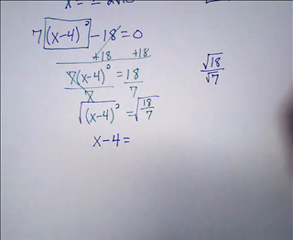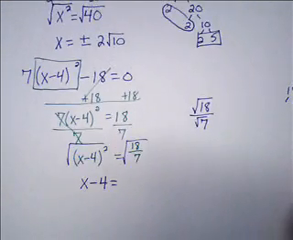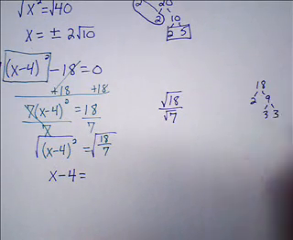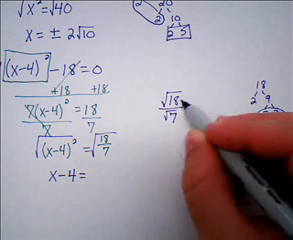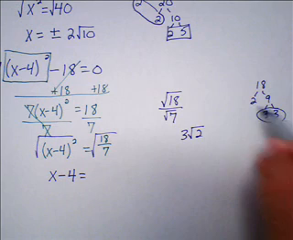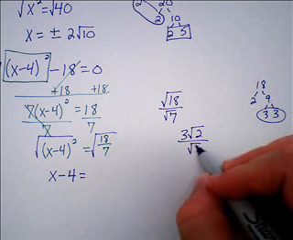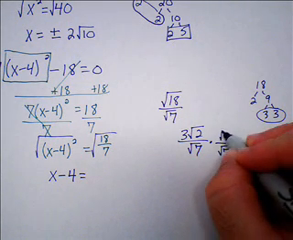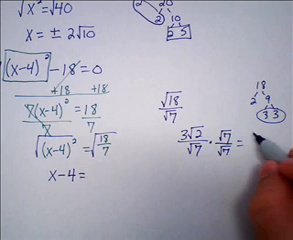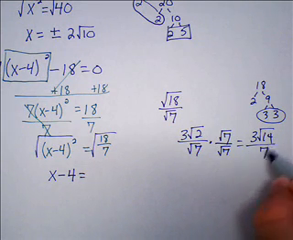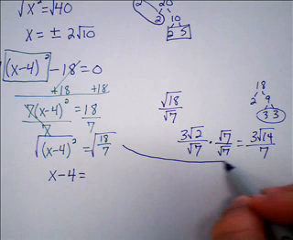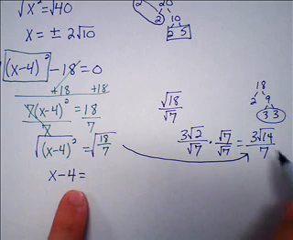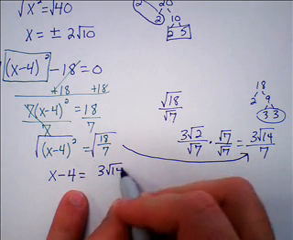And if you think about it, 18 can be reduced to 2 and 9, 3 and 3. So really this is 3 square root of 2 over square root of 7. And to rationalize, you need to multiply the top and the bottom by the square root of 7. So you have 3 square root of 14 over 7. So that and this is the exact same thing. So really it's x minus 4 equals 3 square root of 14 over 7.